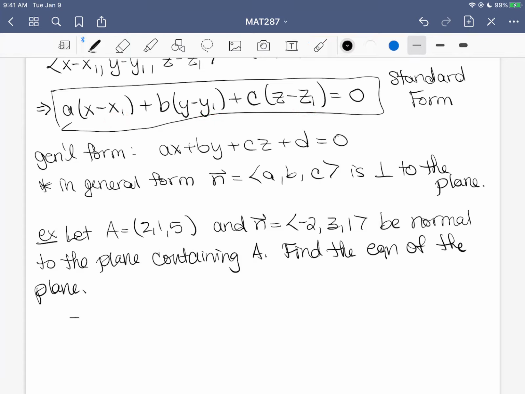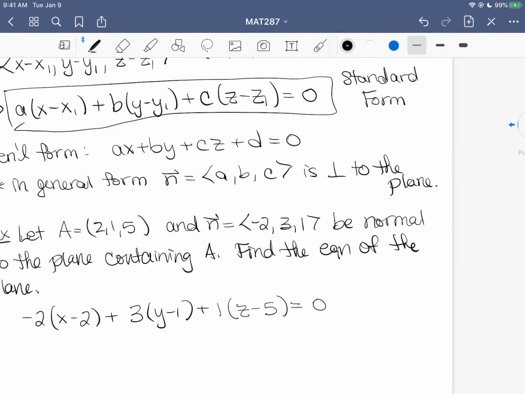So I get negative 2 times x minus 2 plus 3 times y minus 1 plus 1 times z minus 5, right? Equals 0. Don't forget the equals 0. If you don't have that, you don't have an equation. Okay, so equals 0. And that's it.